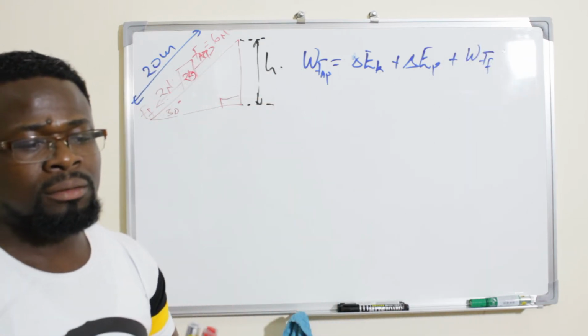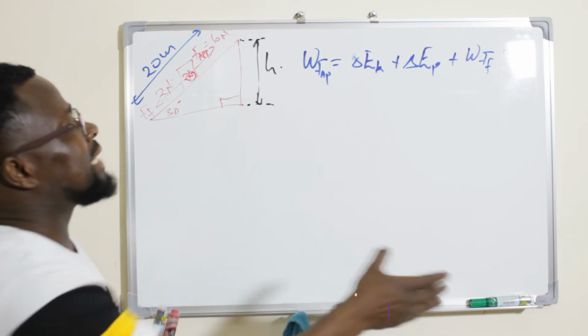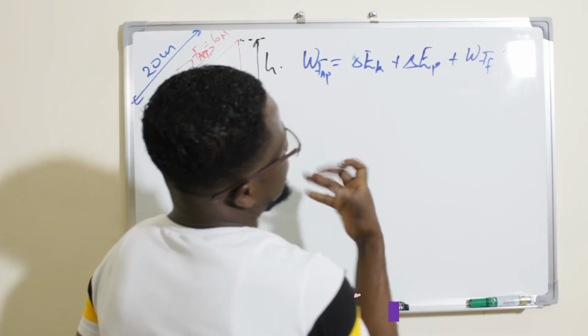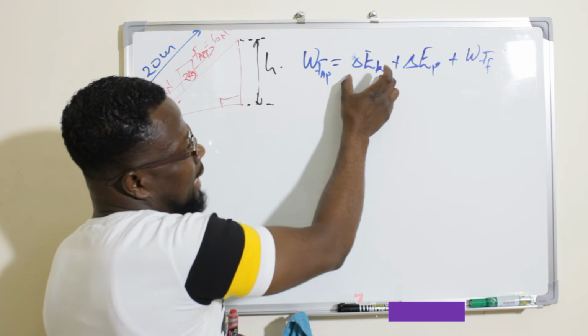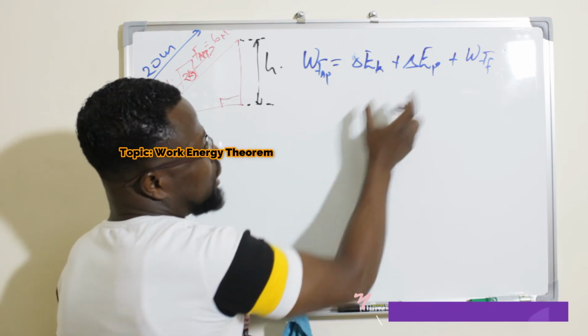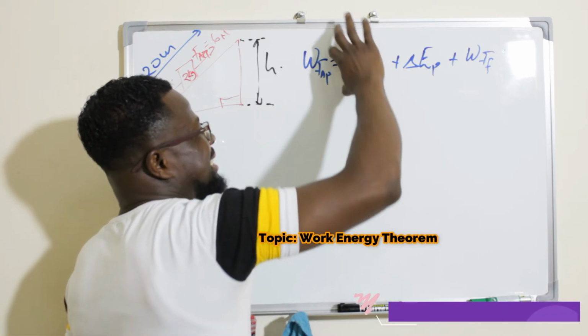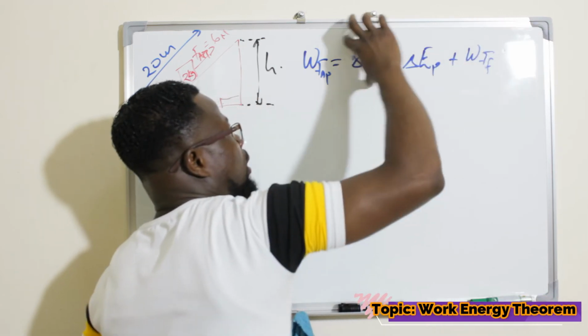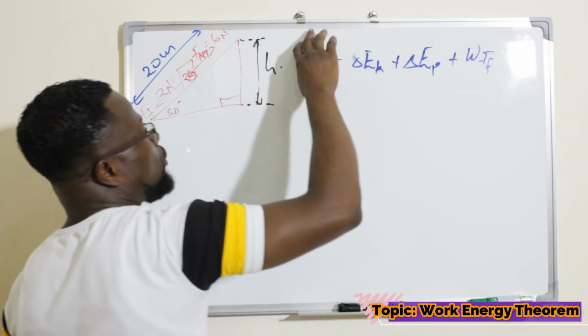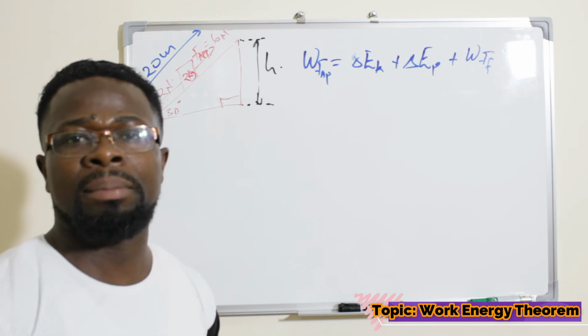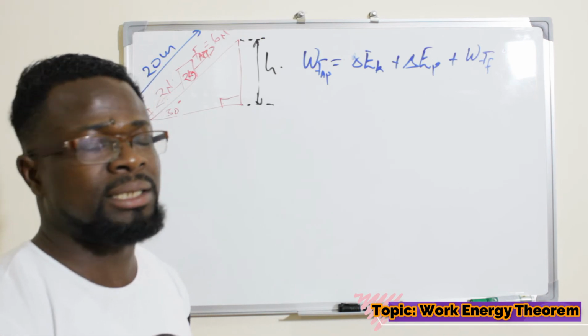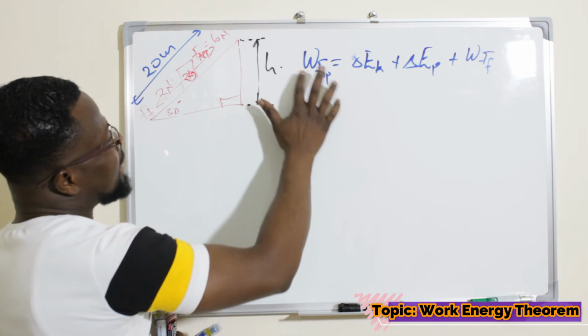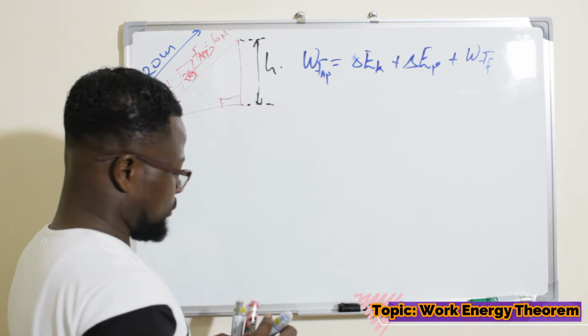Against the friction. So work done against friction is here. The change in kinetic energy is here. The change in potential energy is there. The sum of these 3 things here must be equal to the work done by the applied force. Now let's see. What is the work done by the applied force?